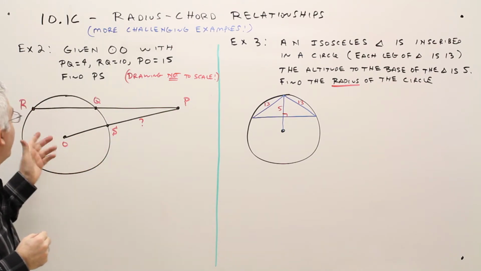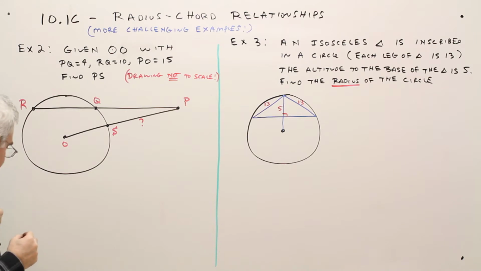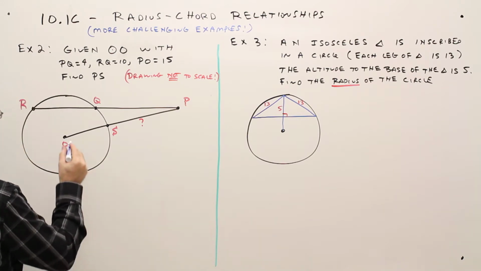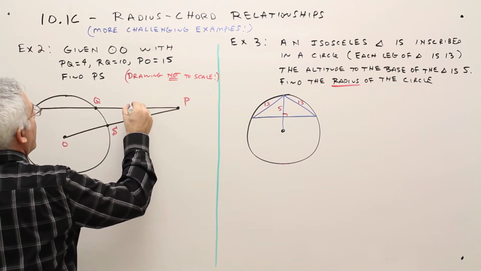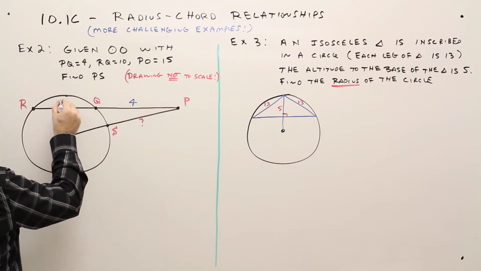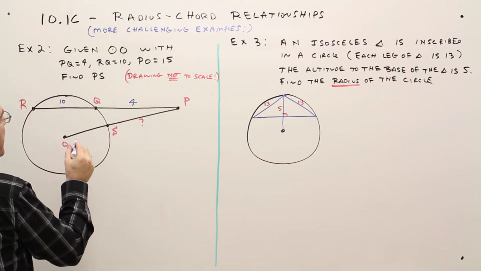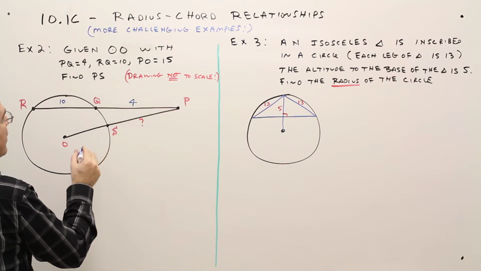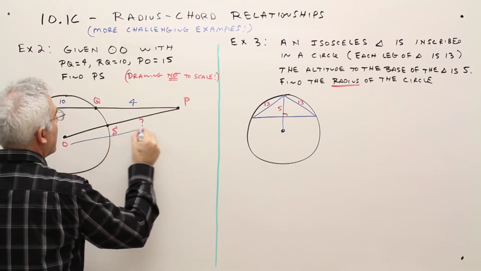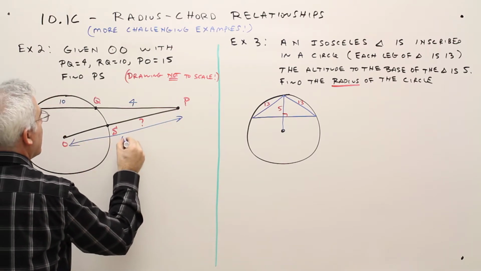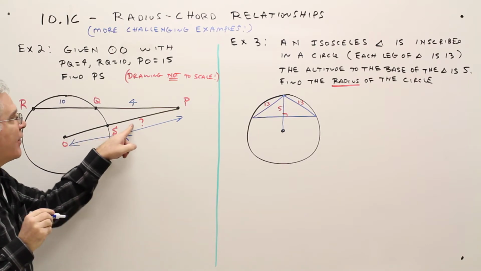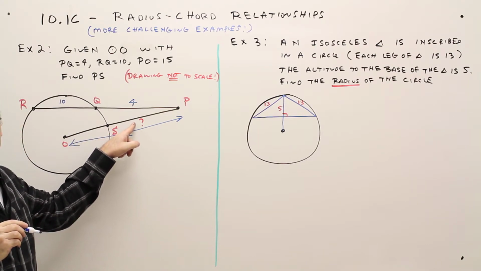All right, so given circle O, PQ is 4, RQ is 10, and PO is 15. Find PS, that's that little question mark right there.